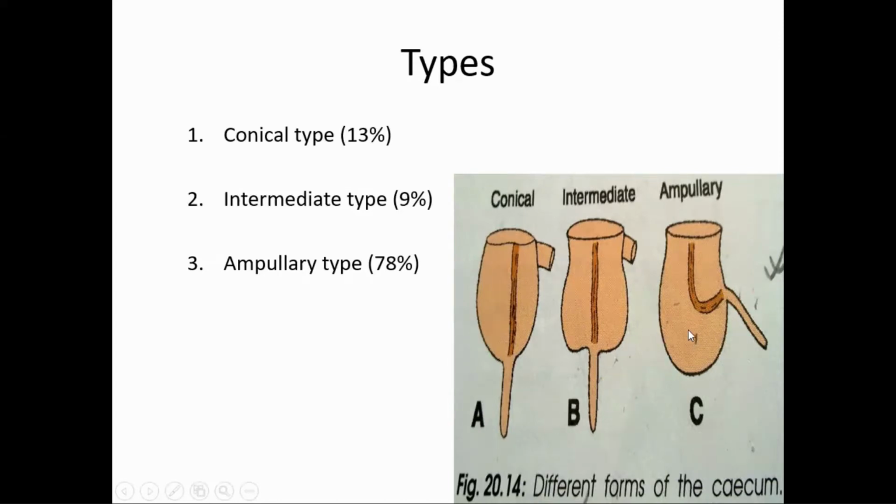Now the ampullary type or the adult type is present in about 78% of individuals. And in the ampullary type or the adult type, the right cecal pouch is larger than the left cecal pouch. And this vermiform appendix arises from the posteromedial wall of the cecum, 2 centimeters distal to the ileocecal junction or the ileocecal orifice.